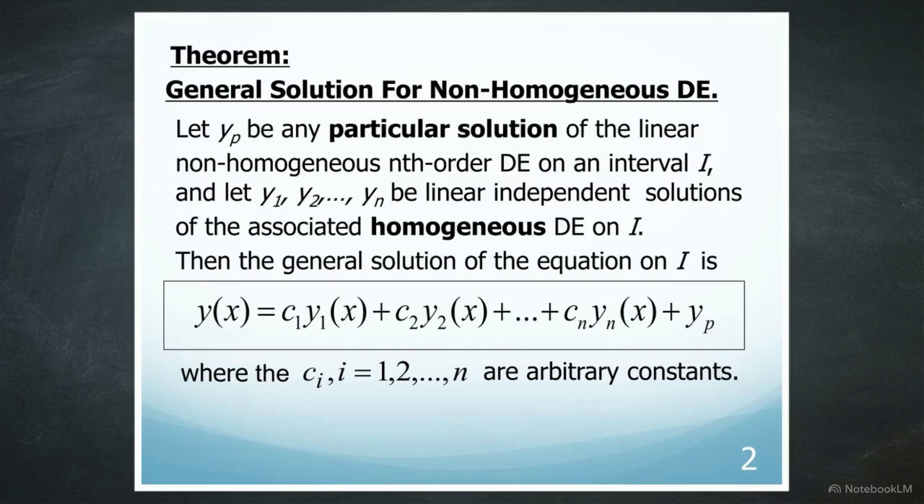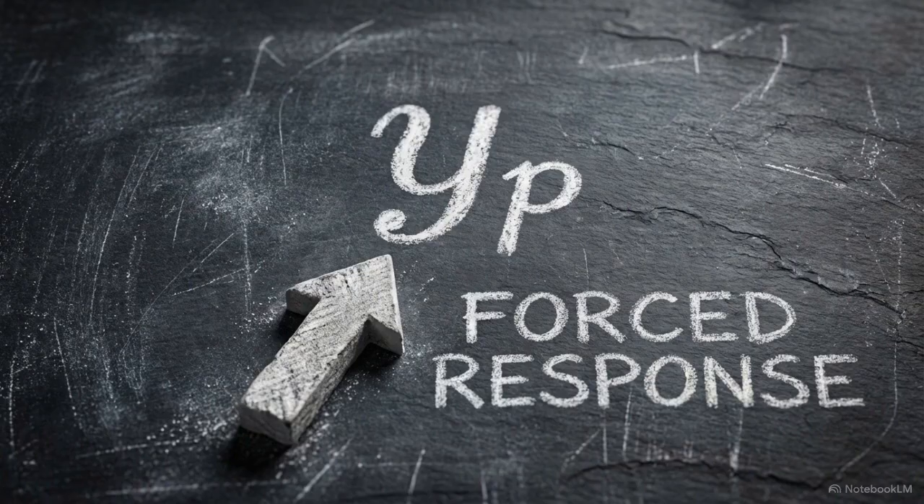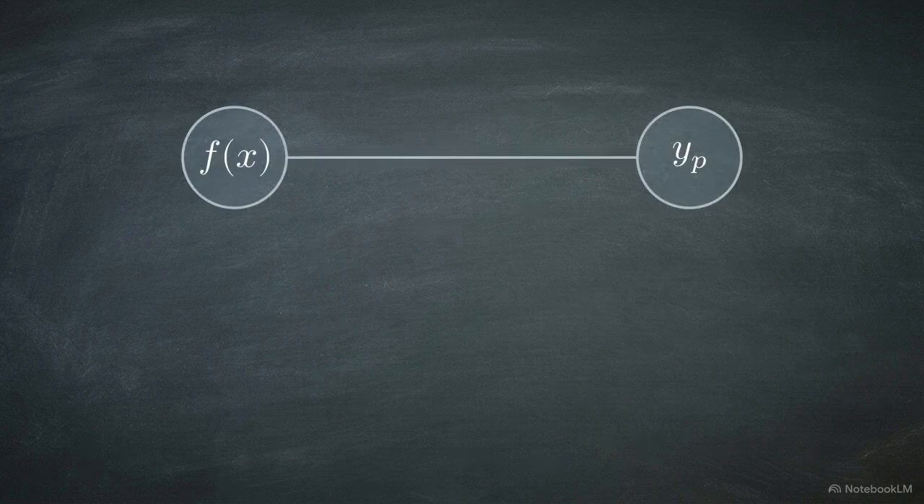This box displays the general solution framework for a non-homogeneous differential equation. The first section is the complementary function, yc, representing the system's behavior if the external force was turned off. But the theorem hinges on the isolated term appended at the end, plus yp. This is the particular integral. It is a highly specific solution that is entirely free of arbitrary parameters. It represents the exact mathematical response to the forcing function.